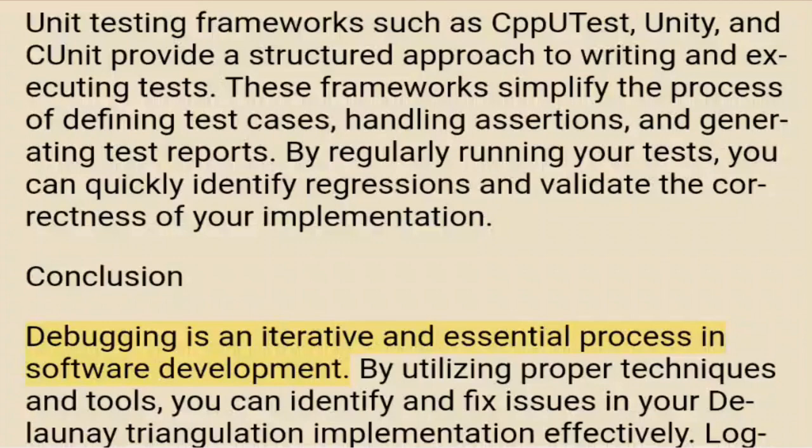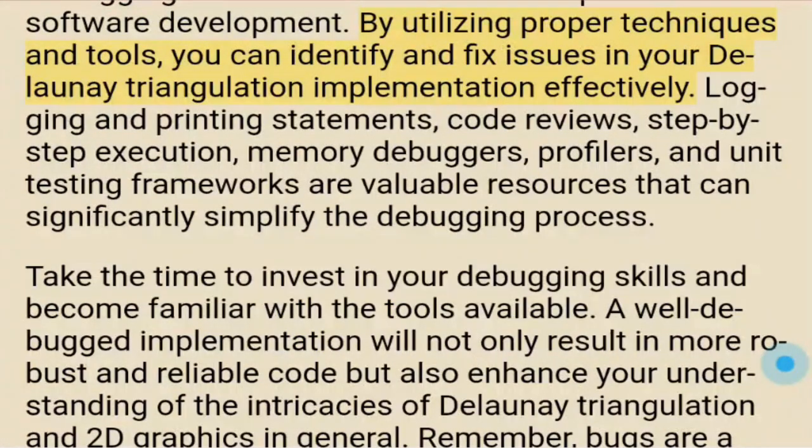Conclusion. Debugging is an iterative and essential process in software development. By utilizing proper techniques and tools, you can identify and fix issues in your Delaunay triangulation implementation effectively. Logging and printing statements, code reviews, step-by-step execution, memory debuggers, profilers, and unit testing frameworks are valuable resources that can significantly simplify the debugging process.